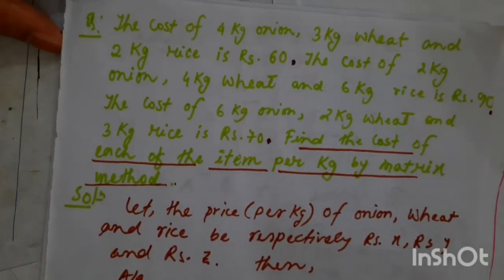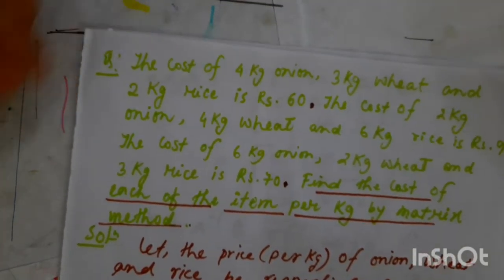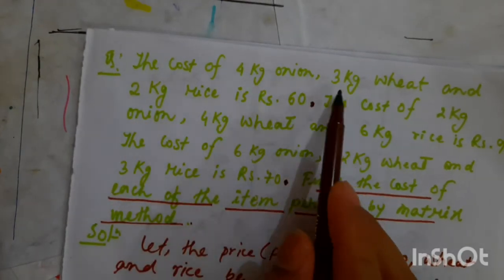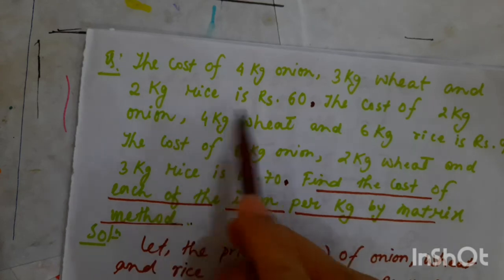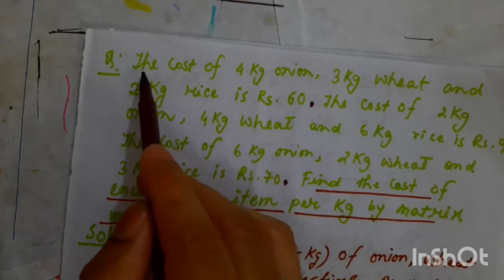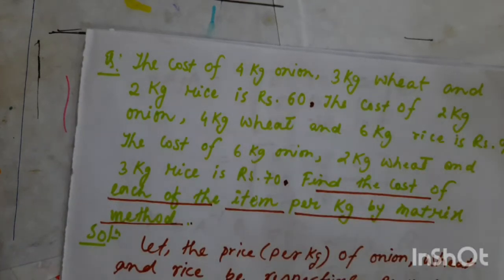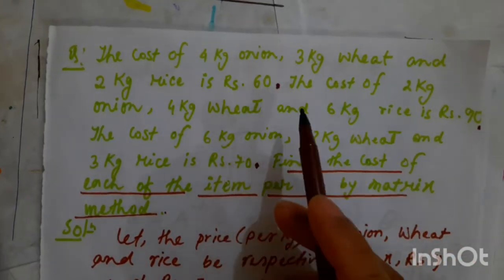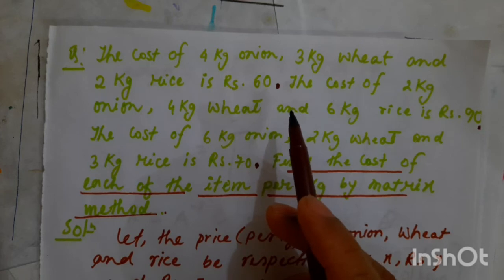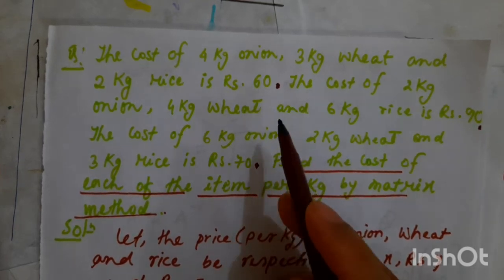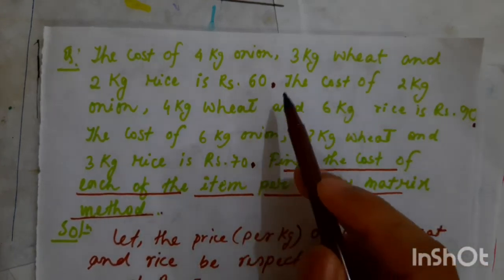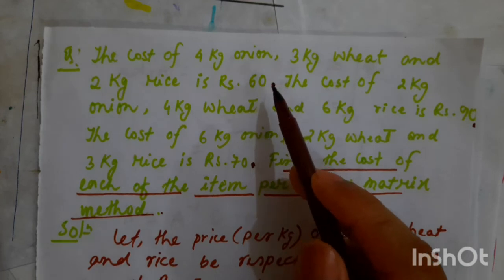Now check another question. Read the question properly. The cost of 4 kg onion, 3 kg wheat and 2 kg rice is rupees 60. That is the first condition. Make a linear equation of 3 variables. You already learned this in class 10, so you can easily form an equation from the first condition.